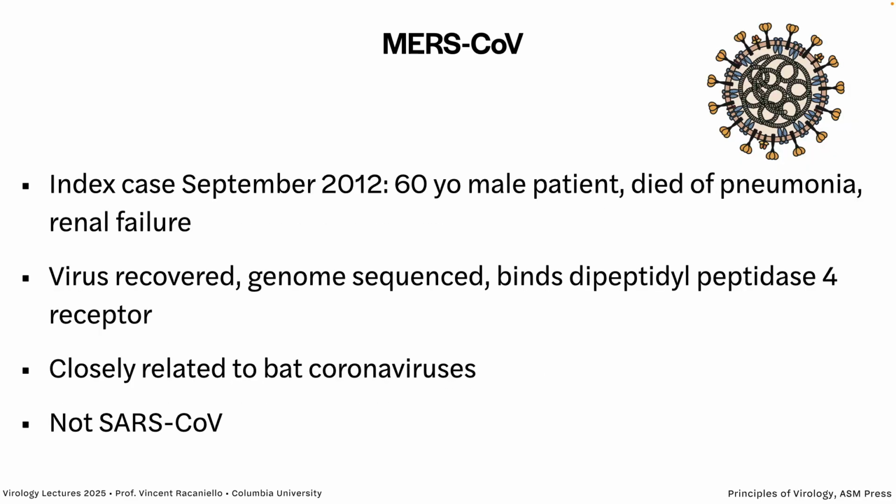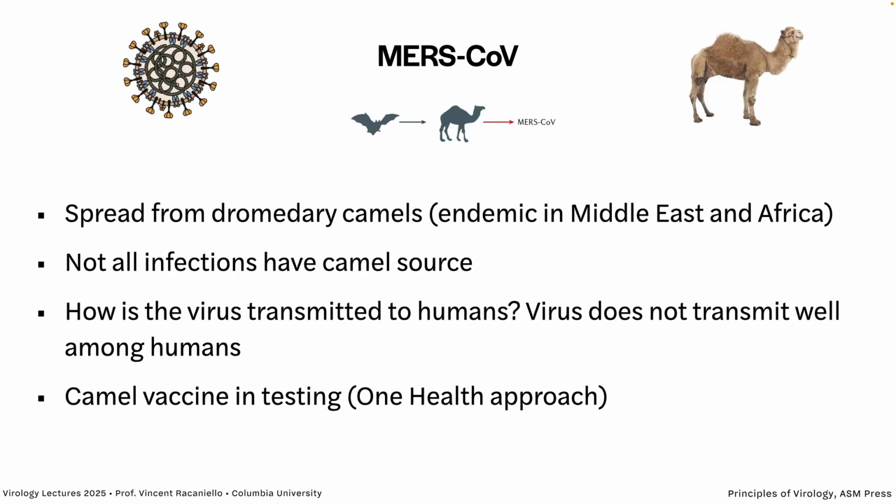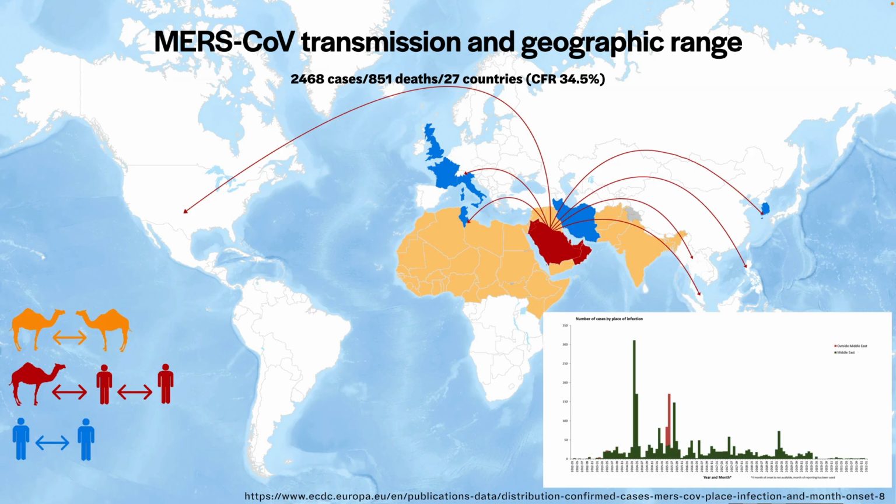MERS coronavirus emerged in 2012. A 60-year-old patient died of pneumonia and renal failure. They recovered the virus, sequenced it, found the receptor, found it was closely related to bat coronaviruses, but not SARS, so they gave it a new name, Middle East Respiratory Syndrome coronavirus. And they eventually sorted out that it is spread from dromedary camels, which are throughout the Middle East and Africa, as I've shown you, to humans. It doesn't transmit well among people, so it's usually a camel to human spillover, and a vaccine for camels is in testing because there are not enough human cases to vaccinate people, but every camel born on a camel farm gets infected but doesn't have serious disease. So if you vaccinate the camels, you may be able to protect humans.